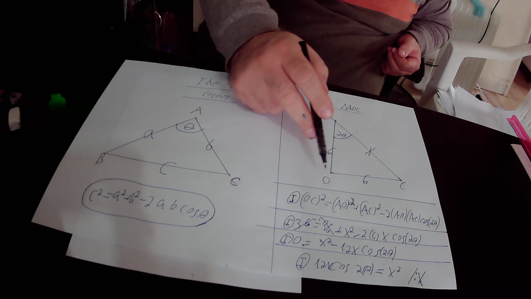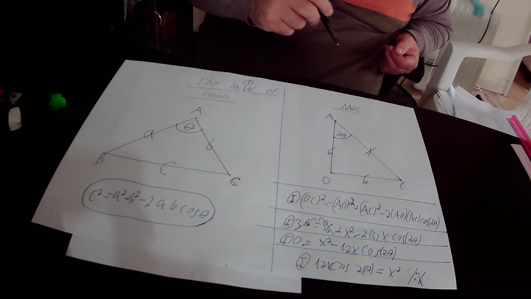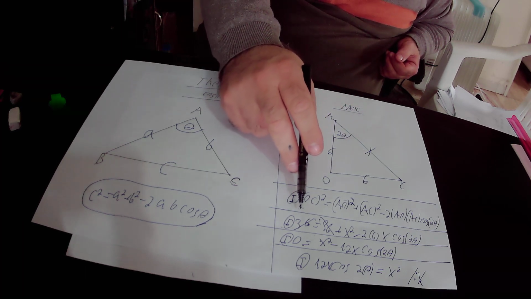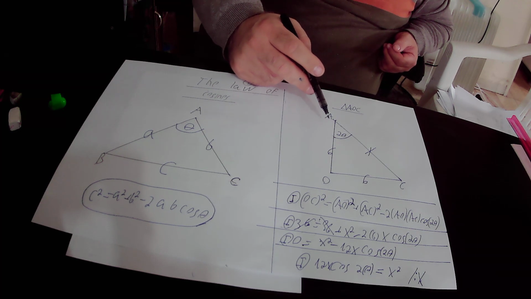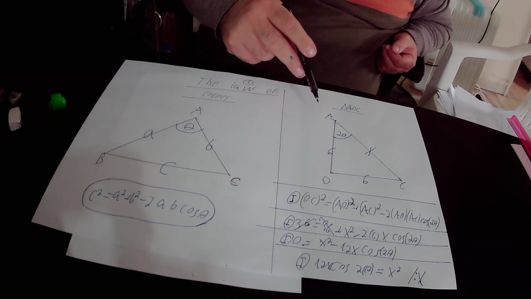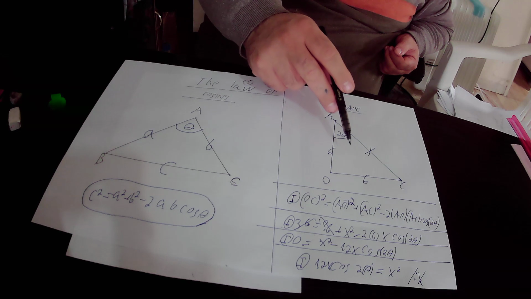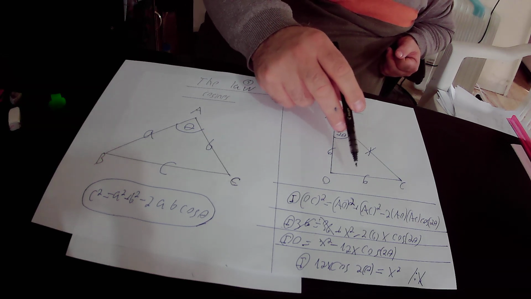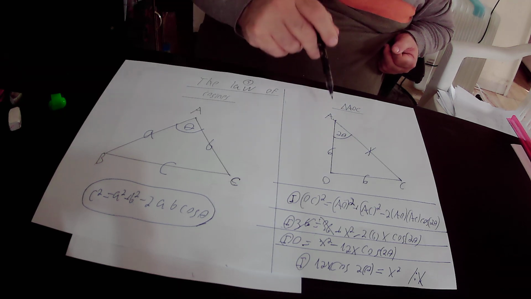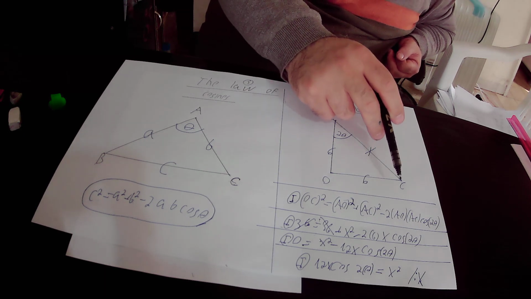Again, OC squared equals AO squared plus AC squared minus 2 times AO times AC times cosine 2 theta. OC equals 6, so OC squared is 6 squared, it is 36. AO is also 6, so AO squared is also 36. And it is plus AC squared. AC equals x, so AC squared is x squared, minus 2 times AO, that is 6, times AC, that is x, times cosine 2 theta.